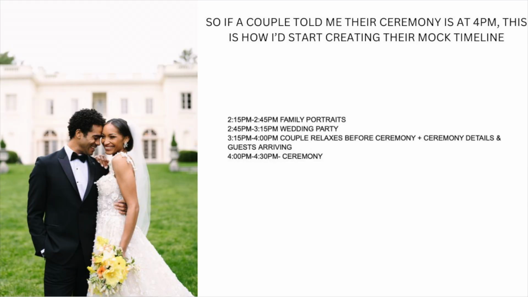So if the couple I'm doing a consult call with tells me that their ceremony start time is 4 p.m., as soon as we finish up the call, I go into my Google Doc with the cheat sheet, and then I just start copying and pasting the sections and modifying the time specific to their day. So I'll put in 4 to 4:30 ceremony, and then I'll work backwards and then work forwards again from the ceremony start time. You can see an example here of how I'd begin creating this mock timeline for the couple.